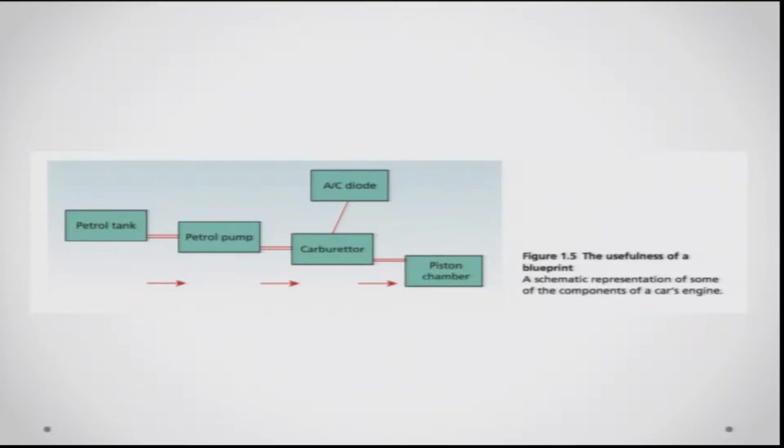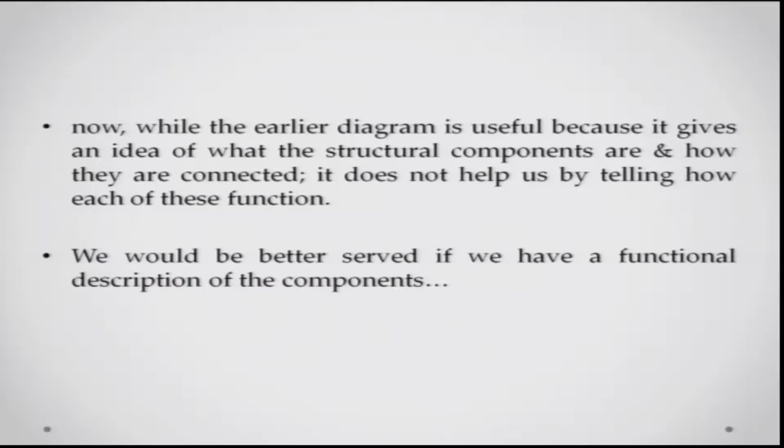So, there is a petrol tank, connected to the petrol pump and the carburetor and the piston chamber, which is connected to an AC diode. But you do not find this explanation complete unless you know what each of these things does. What is the function of the petrol tank, the petrol pump, the carburetor? Unless you understand those things, you will not understand what a car engine basically does. The same is true for the human brain as well. You might know the structure, but you need to know the functions more importantly. That is why it helps to have a functional description of the component. That is what will really further your understanding.